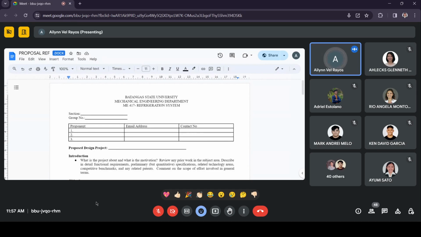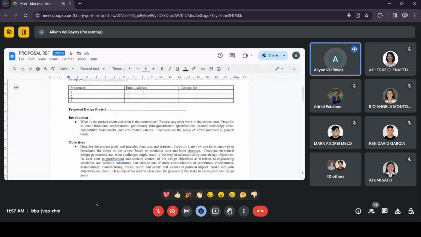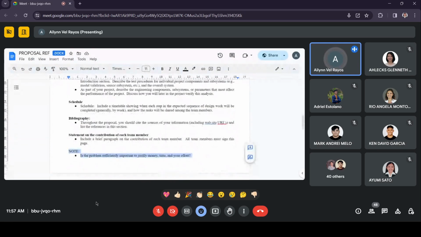proposal. Okay, you have 8 members per group and also some groups have 7 members. Eh di pagtulong-tulungan. And then again, you have to write each member's contribution dito sa paper. And take note, include a brief paragraph on the contribution of each team member and take note that all team members must sign this page. Okay?